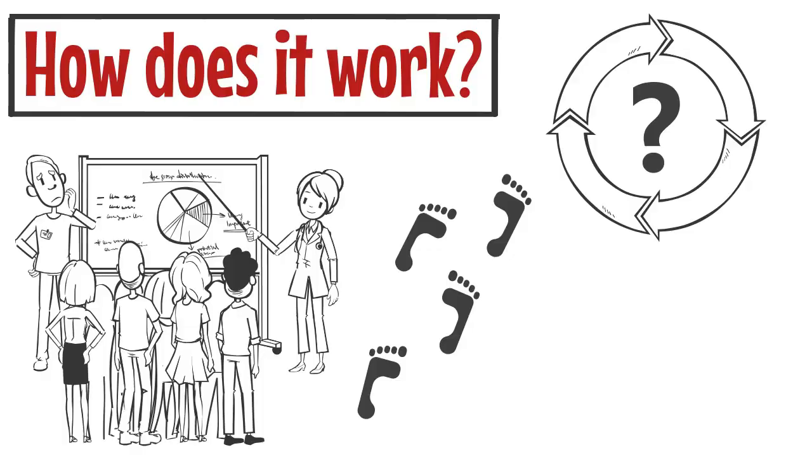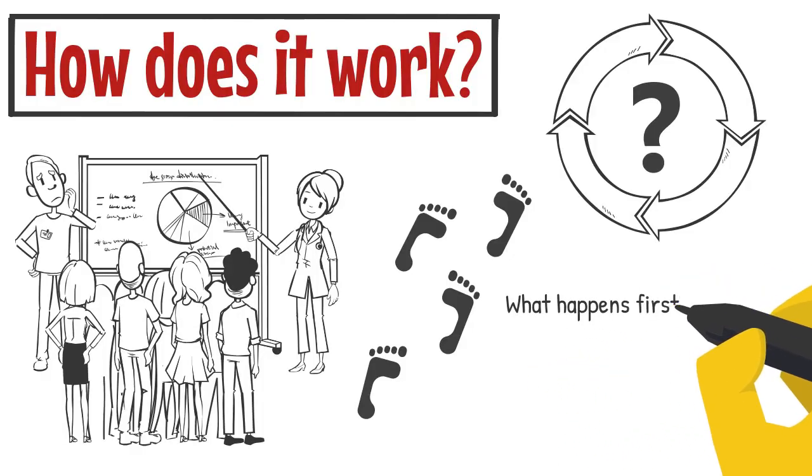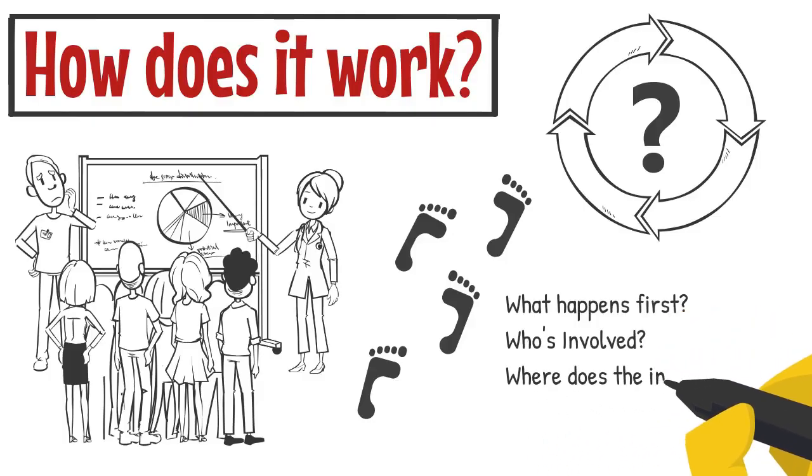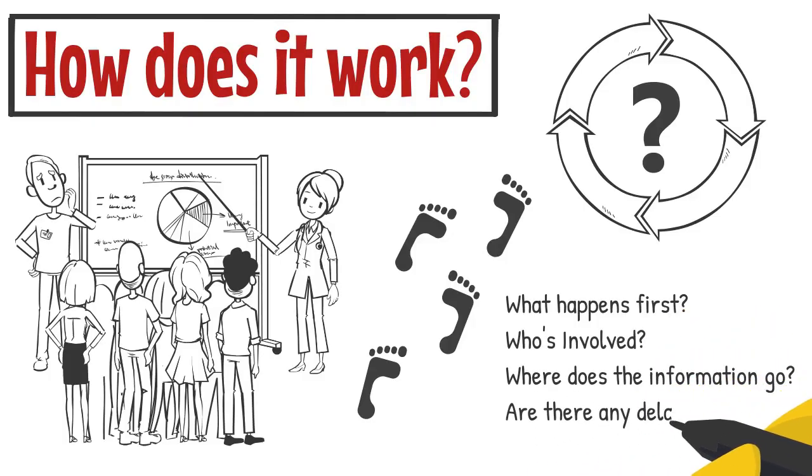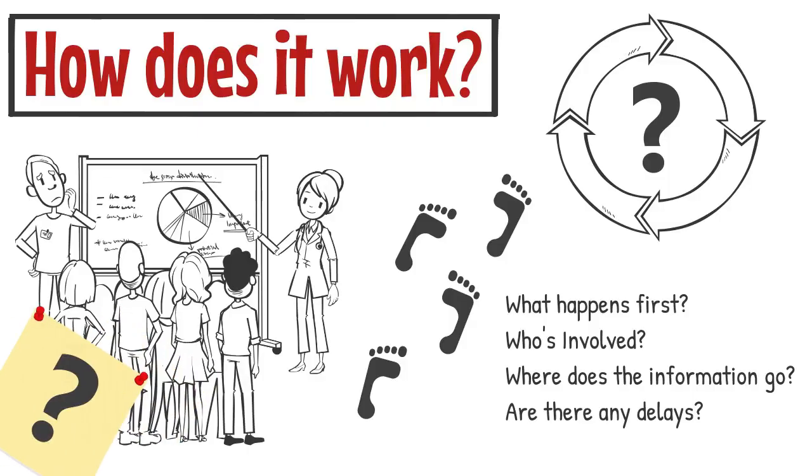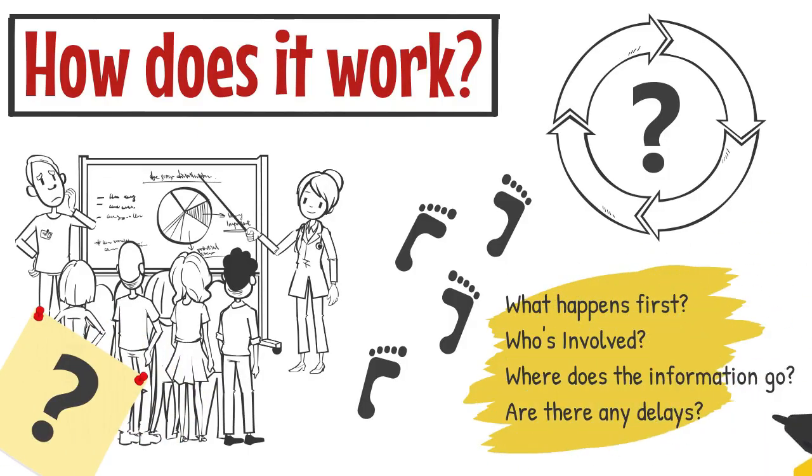Ask questions like, what happened first? Who's involved? Where does information go? Are there any delays or decision points? Once you have all your steps in a process, have clarified any queries and highlighted any concerns, you will use a set of symbols to draw the process map.